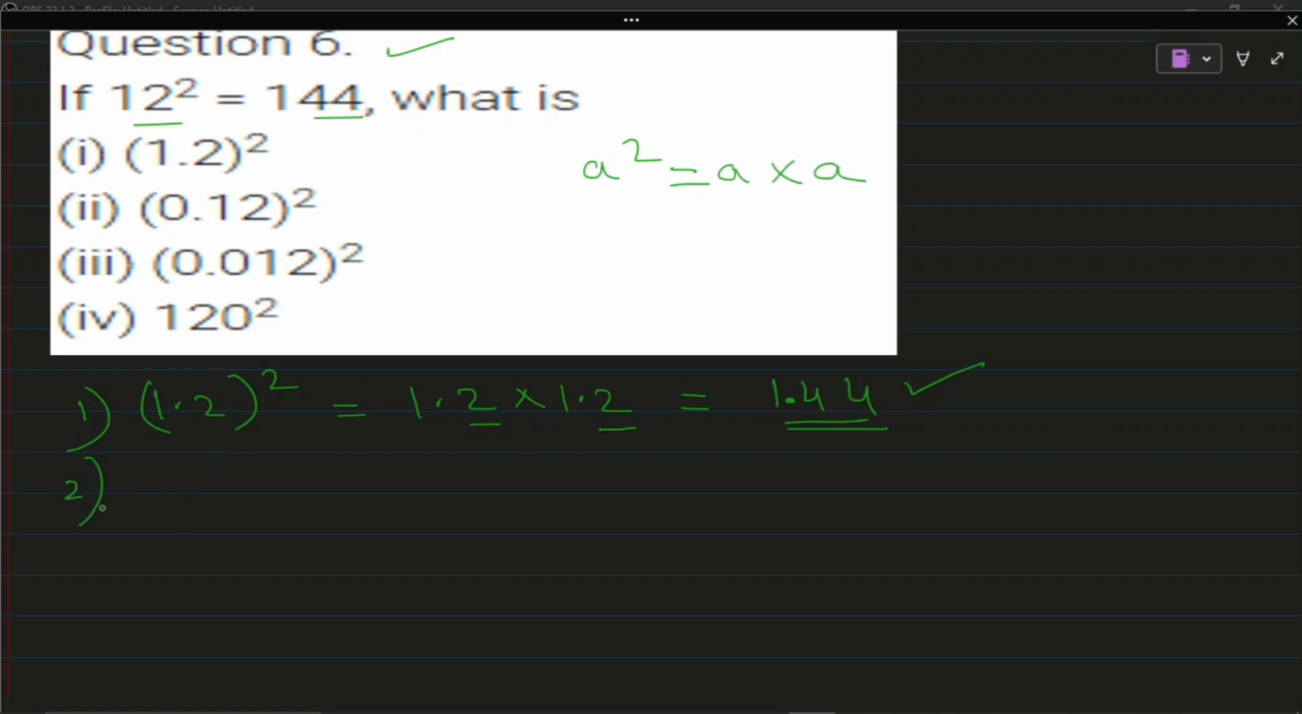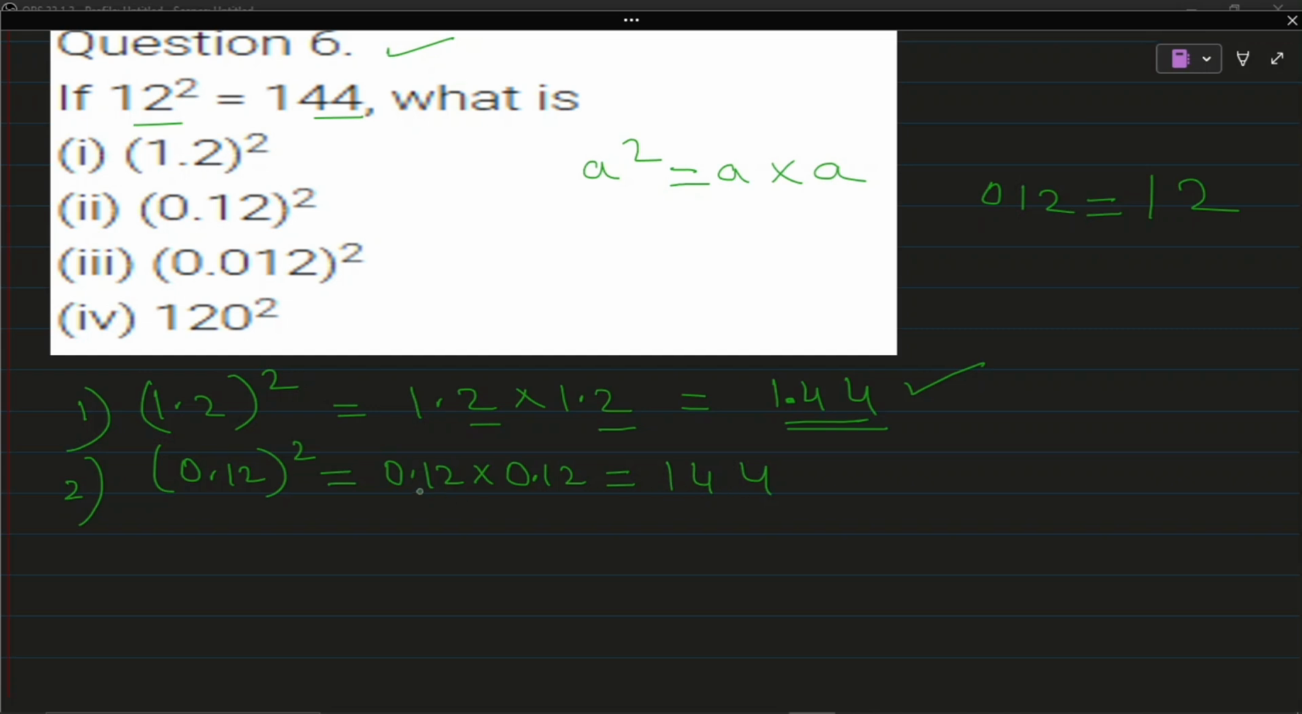Now next one, that is 0.12 whole square, and this also just like the previous case, 0.12 multiplied with 0.12. First we will multiply without considering the decimal. If you are not considering the decimal, 0.12 is actually 12 only. Left side 0 we will not consider. And the next number also is 12. So here also same answer, 12 into 12, 144.